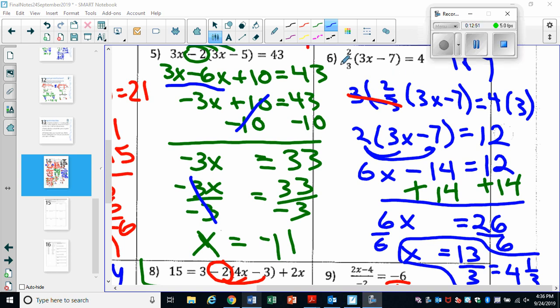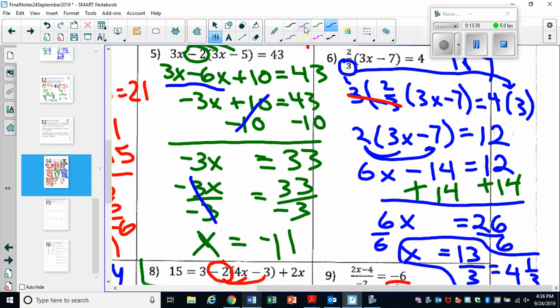Multiply both sides by the 3. Because that is a way to get rid of our fraction. Of course, this 3, if we multiply by the expression, gets rid of the 3 in the denominator. But remember to multiply the 4 on the right side by your 3. That's how we get our 12. And we do our distribution. And now we're back to a two-step equation. 6x minus 14 equals 12.